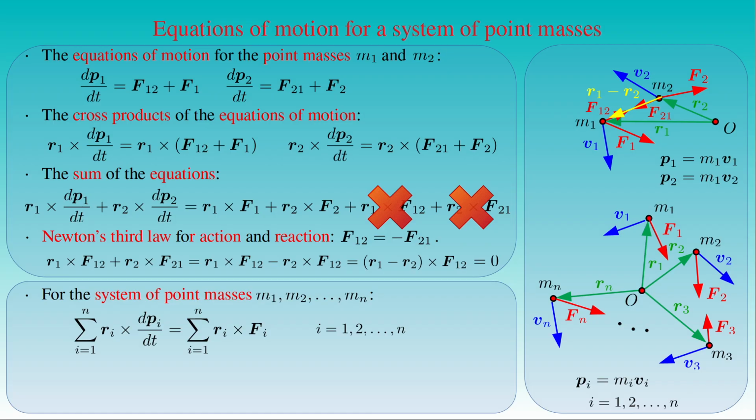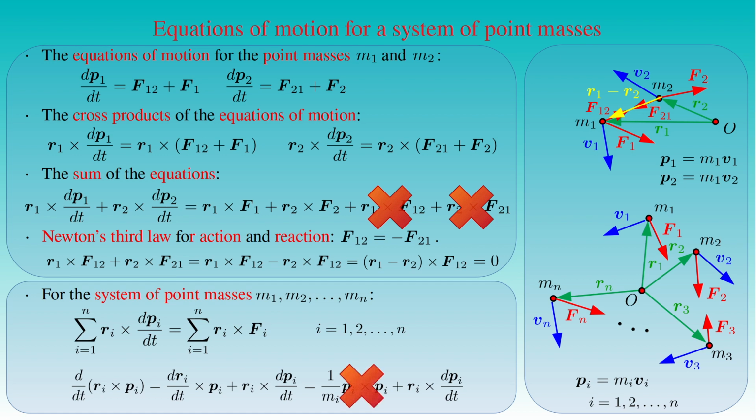The left-hand side can be transformed into another form, if we apply Leibniz's rule for the time derivative of the cross product of the vectors ri and pi, which gives the time derivative of ri cross pi, plus ri cross the time derivative of pi. By definition, the time derivative of the position vector ri is equal to 1 over the mass mi times the momentum pi, that is the first term in the right-hand side vanishes.